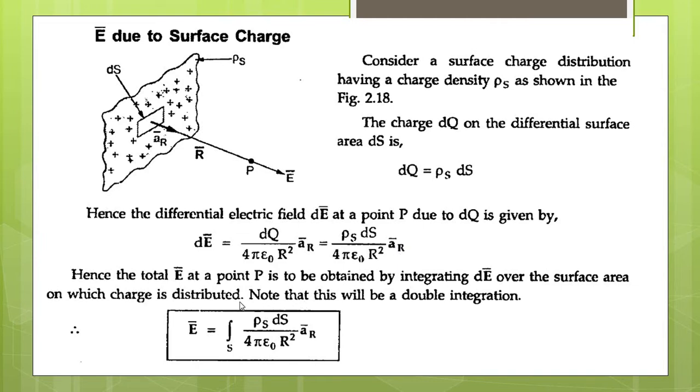Here also, to find the total electric field intensity at this point P, we need to integrate this equation. Since this is a surface charge, we need to do a double integration. So E is equal to the closed surface integral of rho s ds by 4 pi epsilon naught r square into AR.